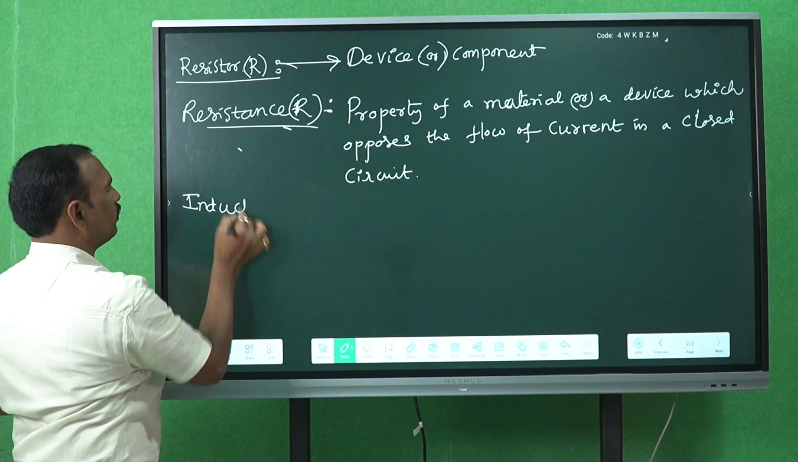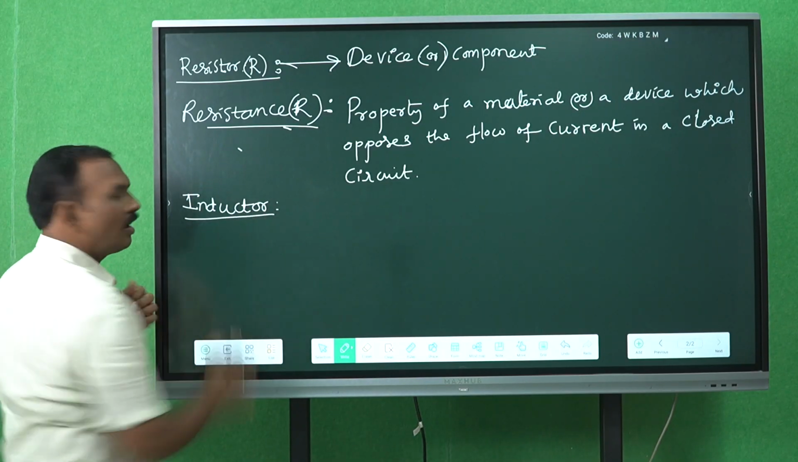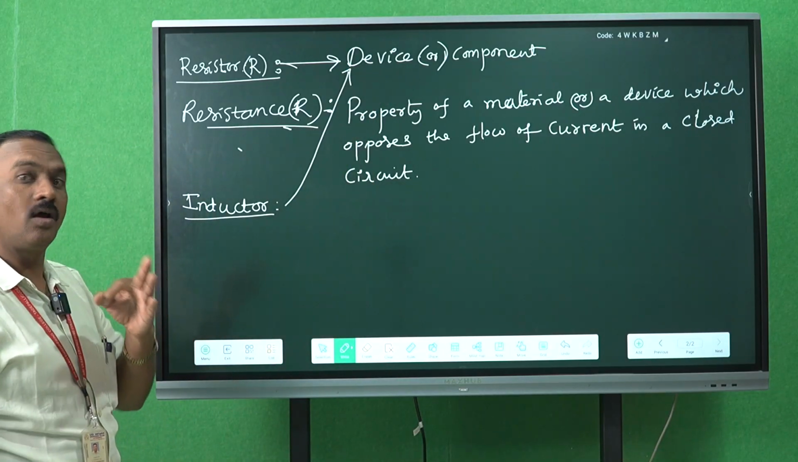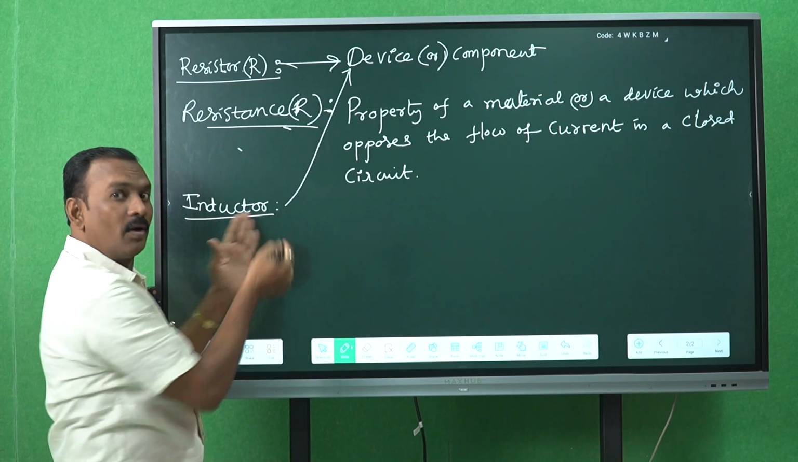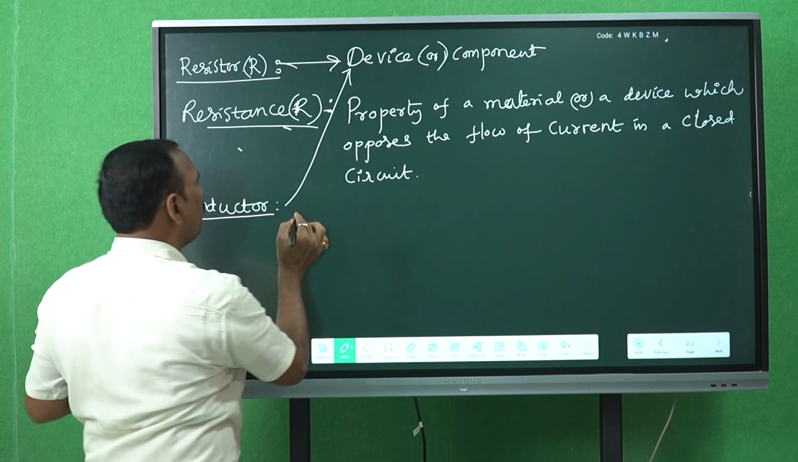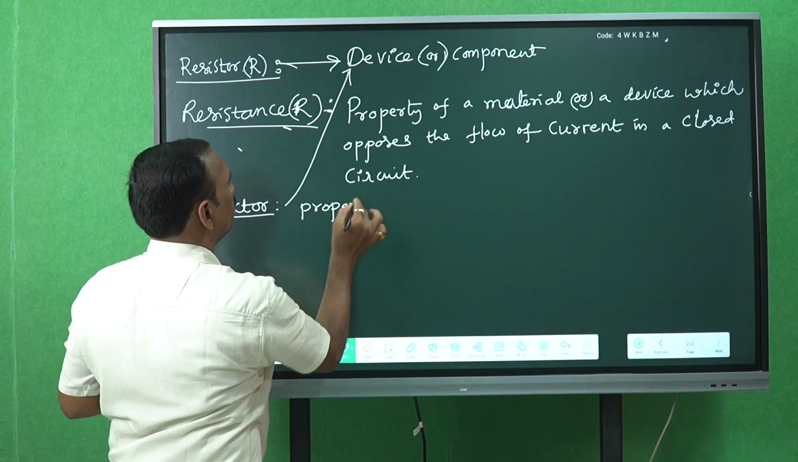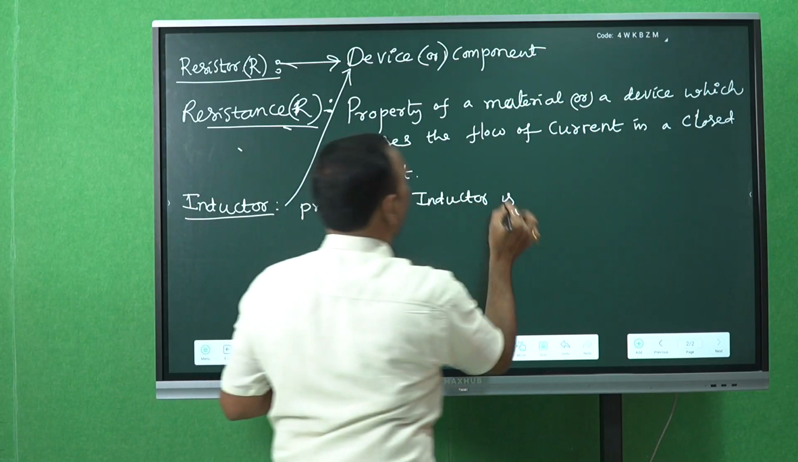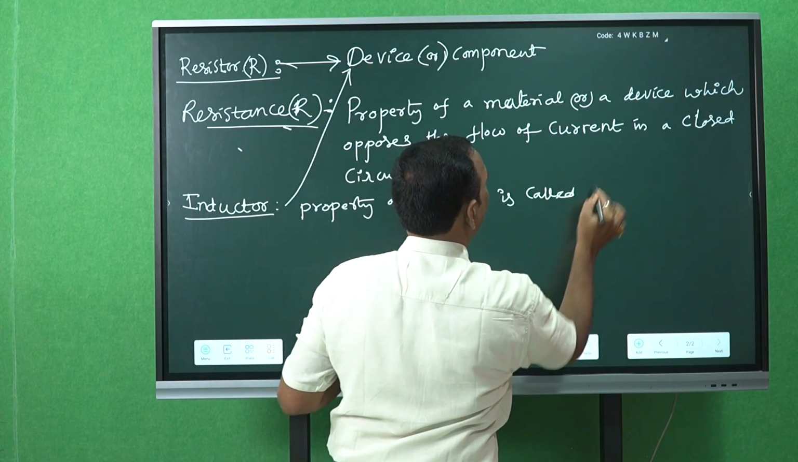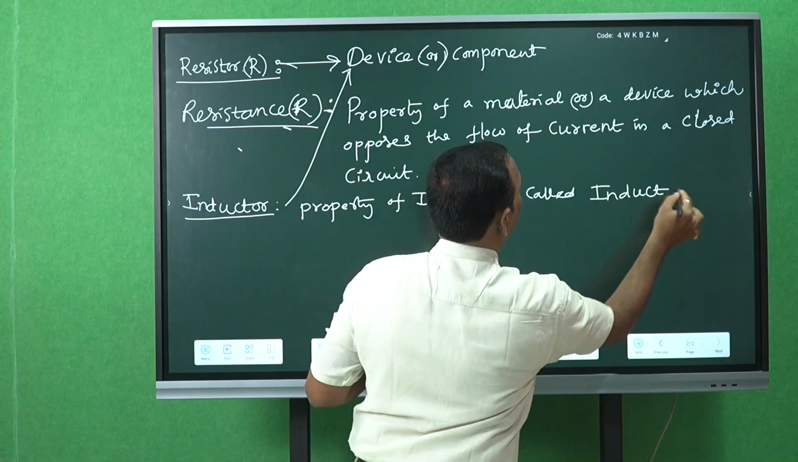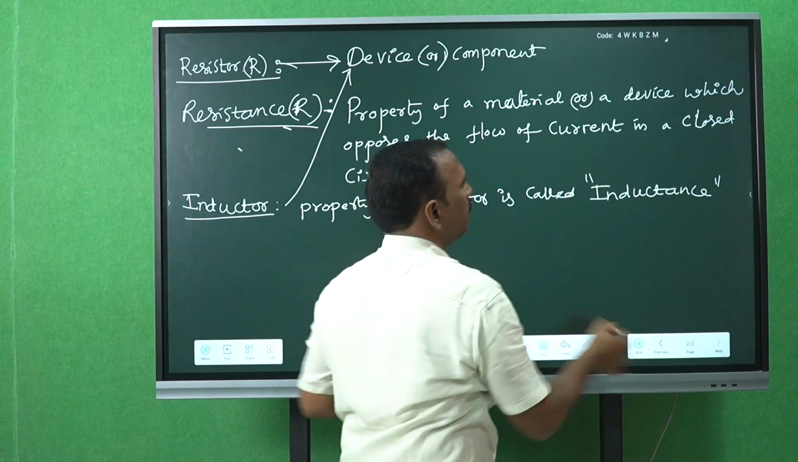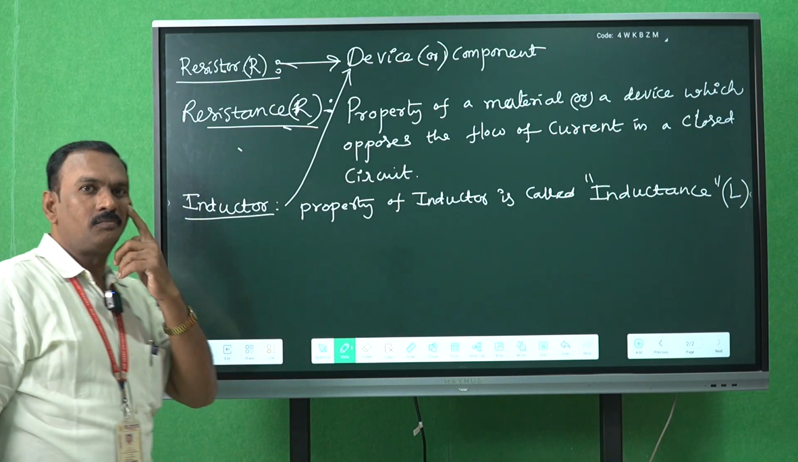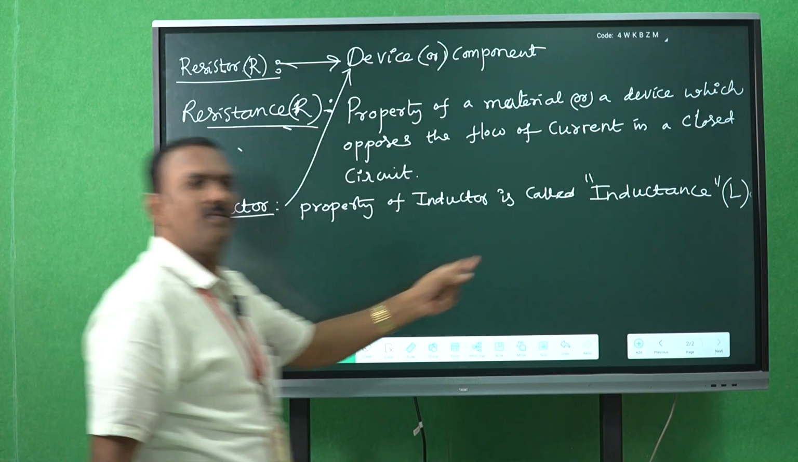Now, coming to the inductor. What is an inductor? An inductor is also a device or a component. But this device also has a certain property. The property of the inductor is called inductance, which is represented with capital L.